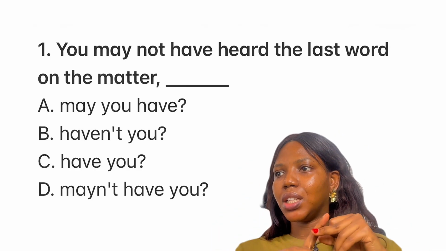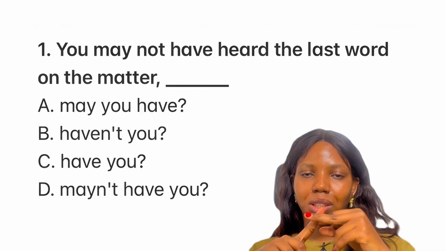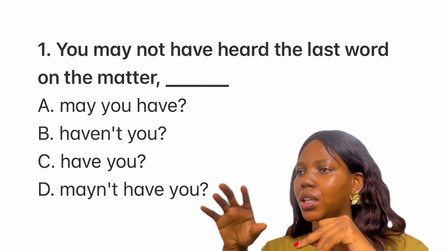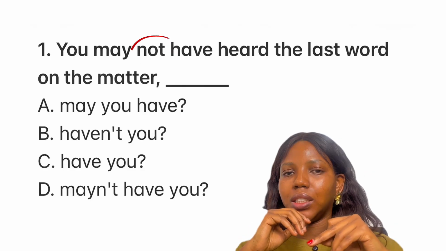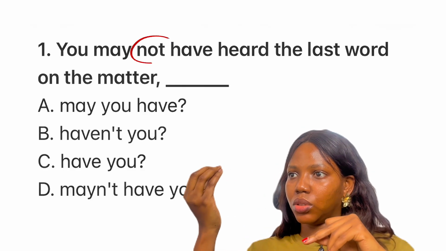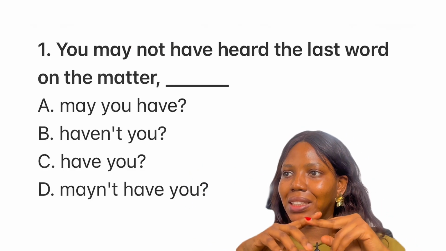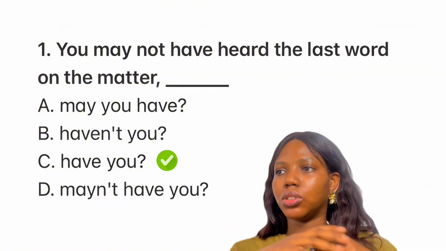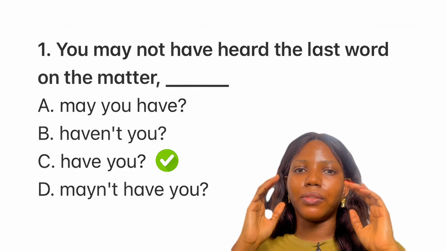Now, the third thing is if the statement is positive, the tag has to be negative. If the statement is negative, the tag must be positive. Now, here, the statement is negative because of the presence of not. So we can easily eliminate option B and D because we can see not, right? So we have to choose between option A and C. Final answer to this question is option C, have you.